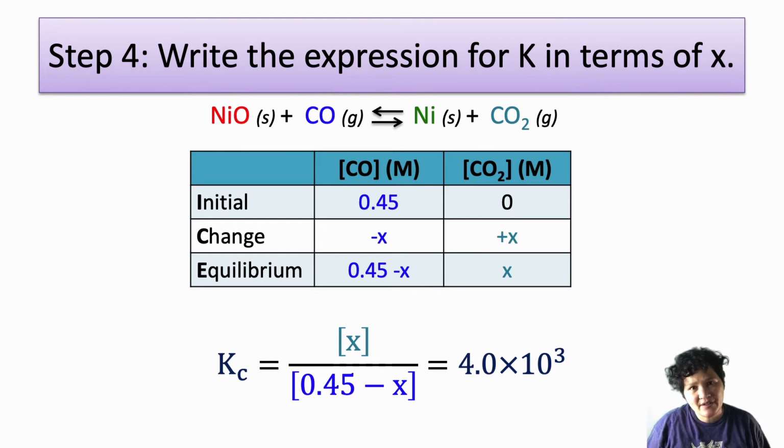X for carbon dioxide and 0.45 minus x for carbon monoxide. And we'll set that equal to the equilibrium constant value that we had in our original problem, which is 4.0 times 10 to the third. So here we have the algebraic expression, and we need to reorganize it so it's in the form ax squared plus bx plus c equals 0.